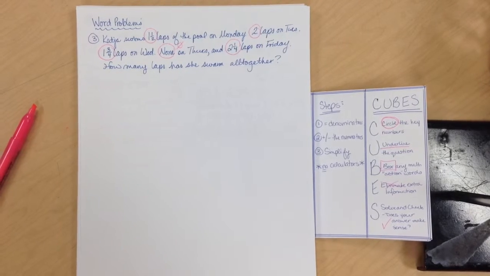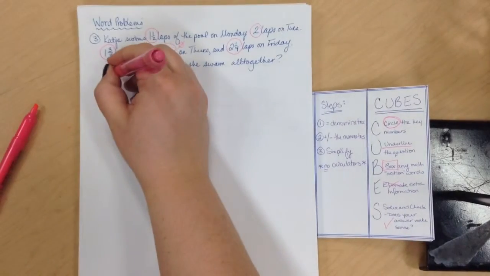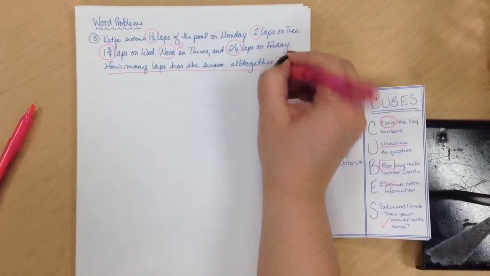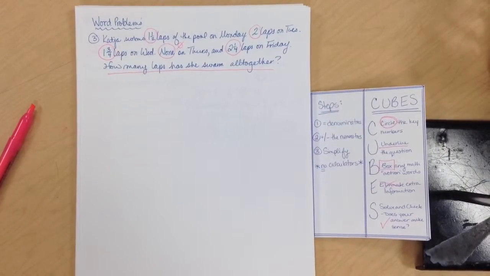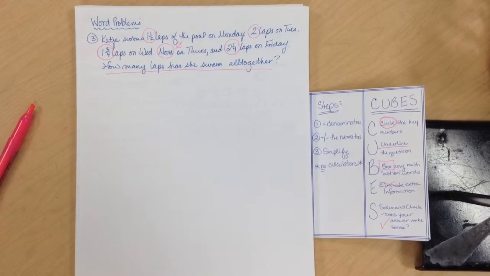Now I'm going to underline the question. So I'm looking for how many laps has she swam all together. So I'm looking for a number. You need to box any math action words.